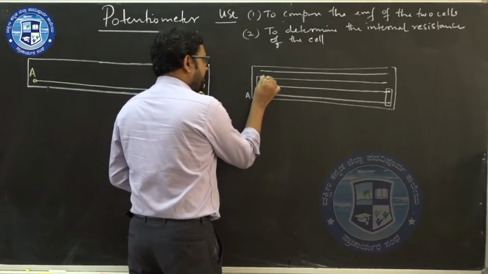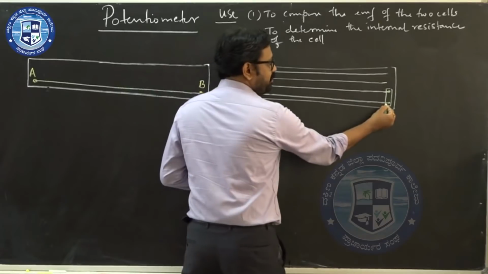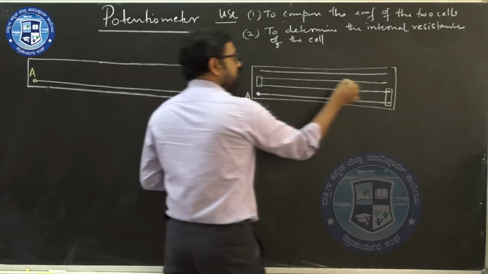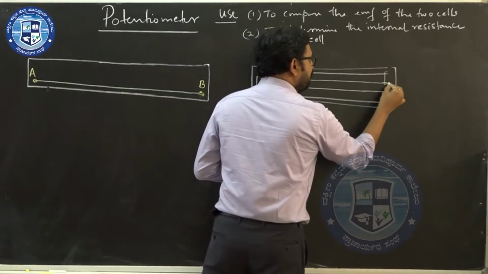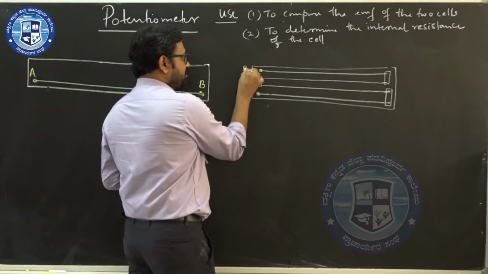These two are joined by a metal strip. See, from here to here 100 centimeter plus 100, totally 200. Then again till here 300. Again there is one metal strip here. This end is taken as a terminal B.